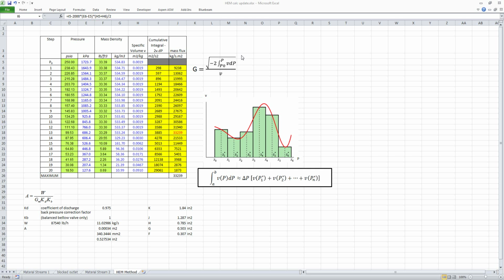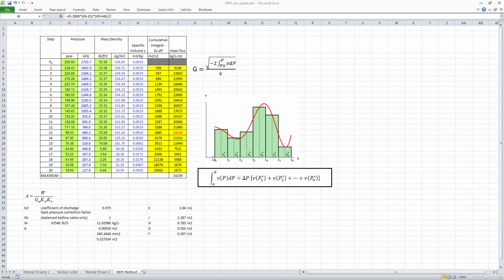This integral can be readily evaluated numerically by direct summation over small pressure intervals. The midpoint integration rule is shown in this picture, which says integral of VdP is equal to delta P times V of P1 star plus V of P2 star, etc. P1 star, P2 star are the average specific volume values.